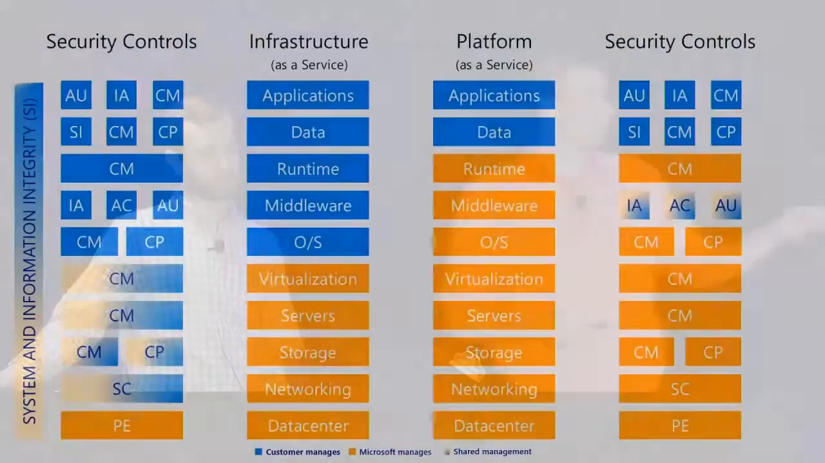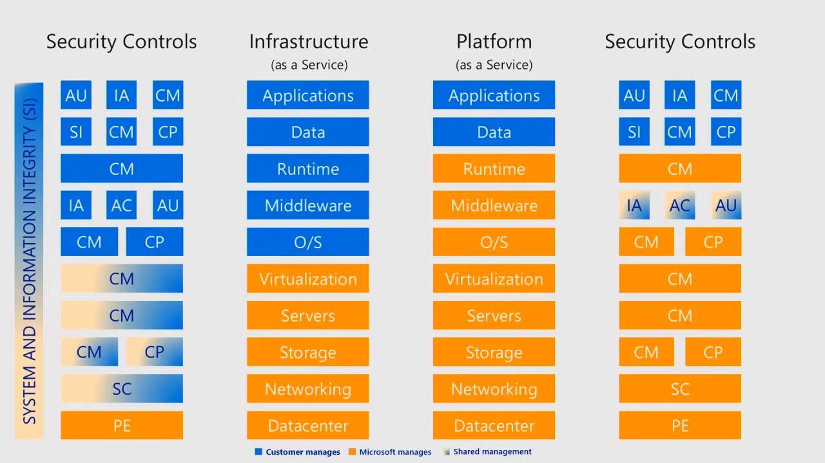So this is that slide again, right? But it's a little bit different in the sense that the entire system is system and information integrity, the SI control. But then you start thinking about the infrastructure and platform. It's not looking at SaaS at all. It's just infrastructure and platform. The left columns are infrastructure as a service. The right two columns are platform.